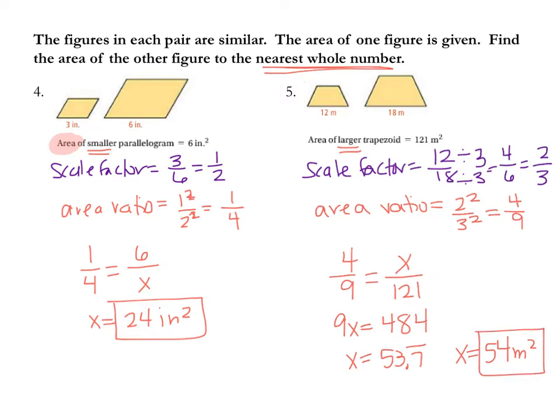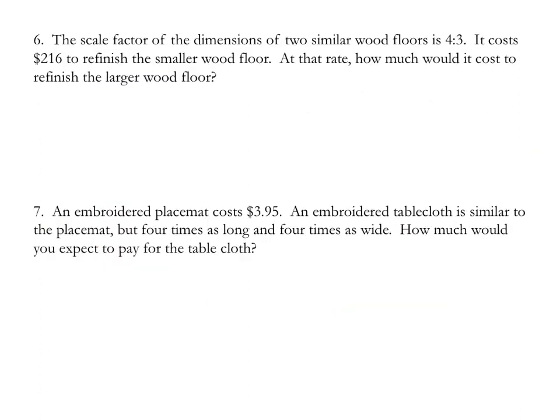Okay? Let's try another type of problem. With these problems, you have to be extra careful with what they're giving you and what you're trying to find in relation to how the real world works. You have to think about whether it's an area or perimeter that they're asking you for, so you're using the correct ratio.